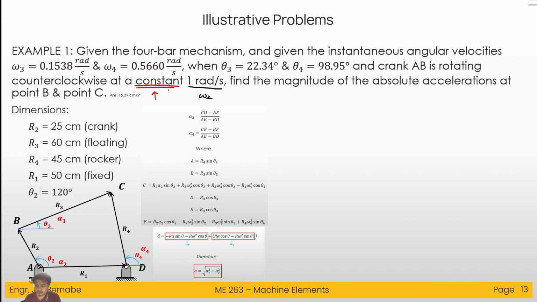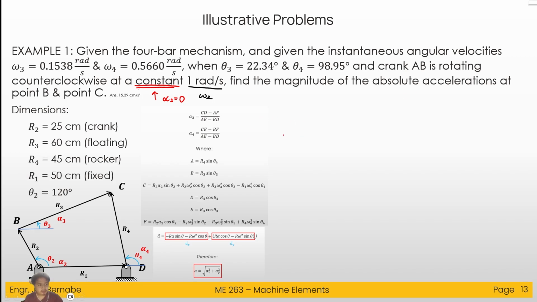Therefore, what does this mean? Constant angular velocity means that the alpha at this link is 0. If there is an acceleration with regards to the angular velocity, then there will be an angular acceleration. So in this case, we don't have a tangential acceleration basically, because we don't have alpha. So how do we now find the absolute accelerations at point B and point C?